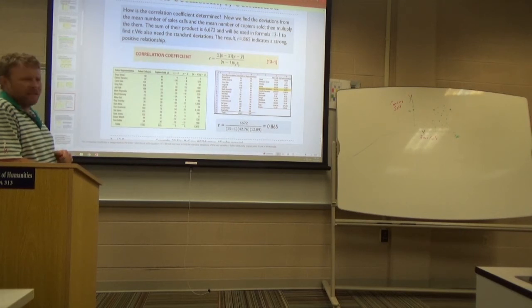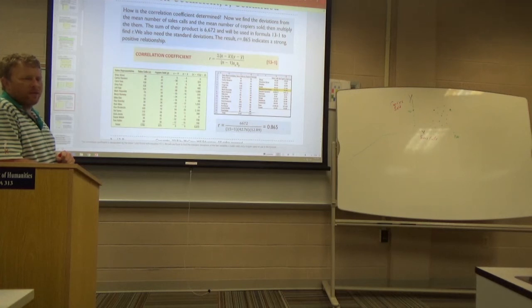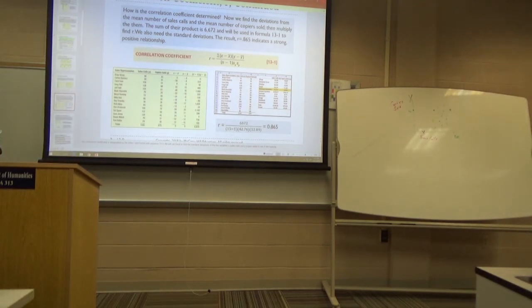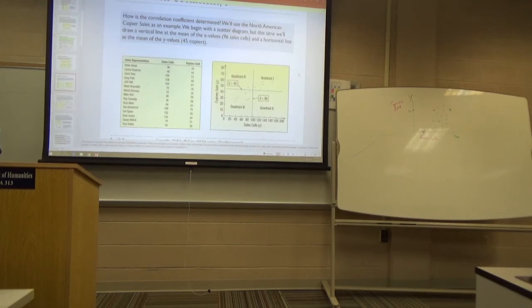What about that X bar and that Y bar? Where did we say we got that from? Your means of your sales goals and copier. Yeah, very good. The means of our independent and dependent variables, right? This X bar in the top and this Y bar in the top. Let's look at this right here, why that's important.